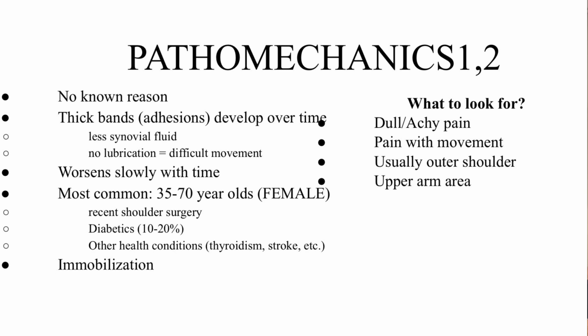The causes. There are no known causes for this condition. Thick bands, adhesions, develop over time, and it results in less synovial fluid. The synovial fluid is just a lubricant for the shoulder joint, so without this lubricant, it becomes difficult to move and it becomes stiff and painful. It worsens slowly with time, and it's most common in females that are 35 to 70 years old.